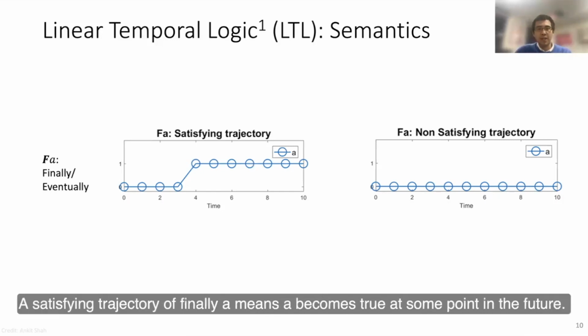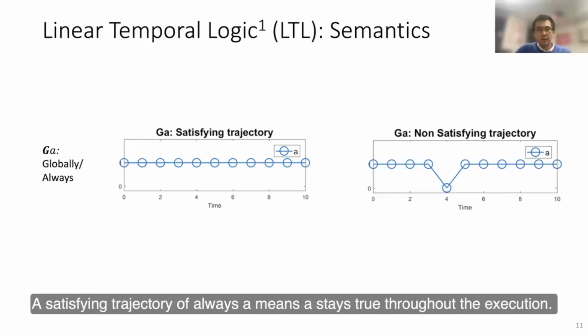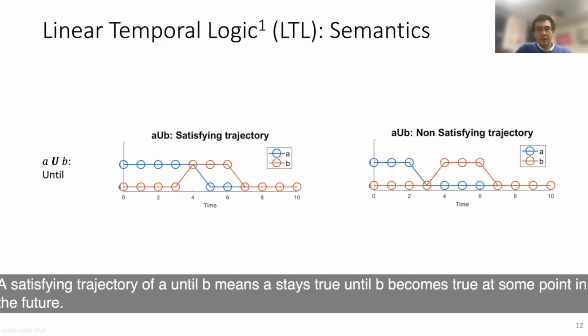A satisfying trajectory of finally A means A becomes true at some point in the future. A satisfying trajectory of always A means A stays true throughout the execution. A satisfying trajectory of A until B means A stays true until B becomes true at some point in the future.